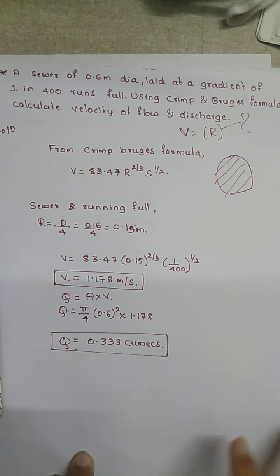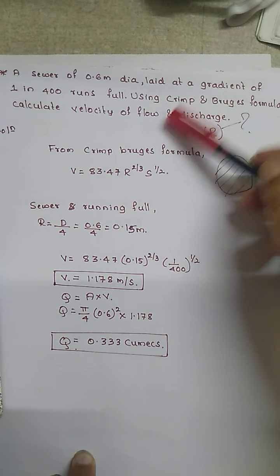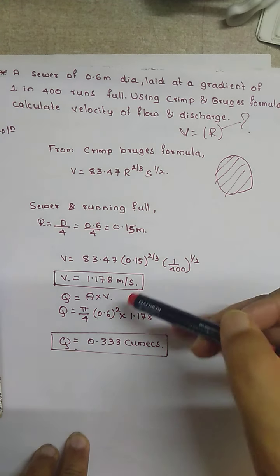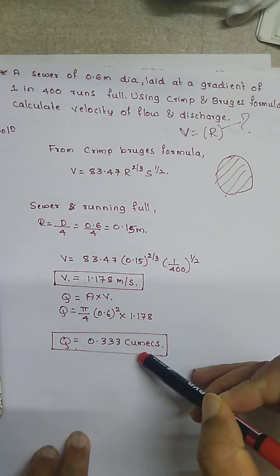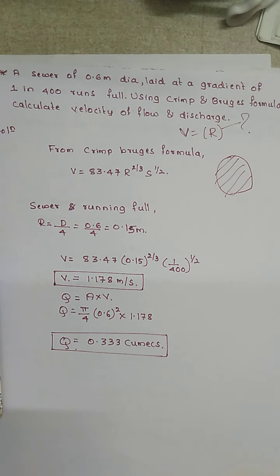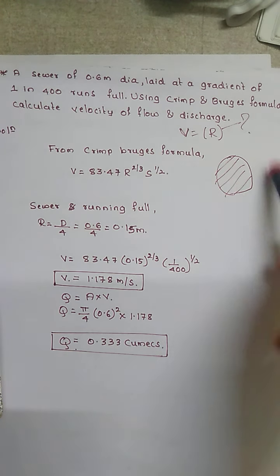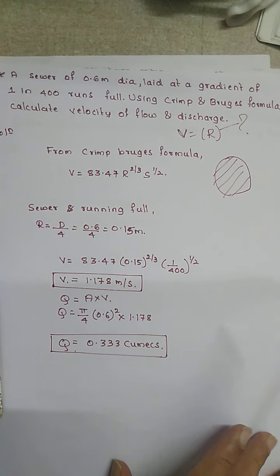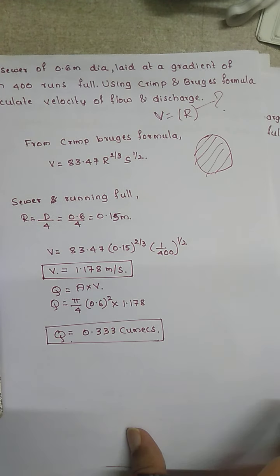So this is how you have determined the second problem, that is, calculate the velocity of flow and the discharge by using the Crimp-Brooks formula. They have asked you to determine the velocity and the discharge when it is flowing under the full condition, when the sewer is running full of wastewater. At that time you have determined the velocity and the flow by using the Crimp-Brooks formula.